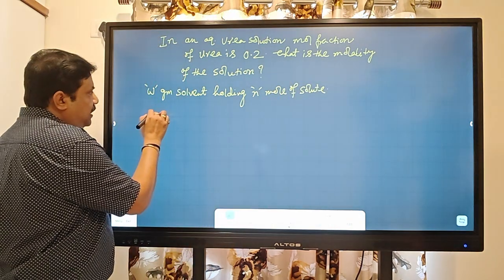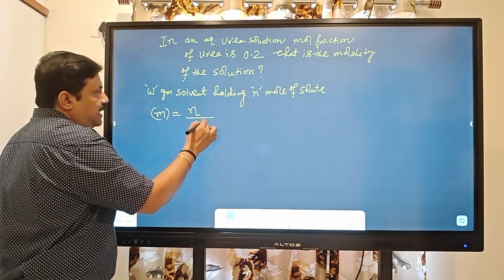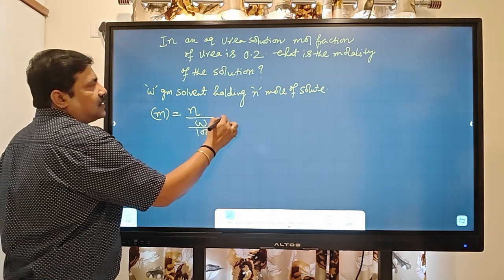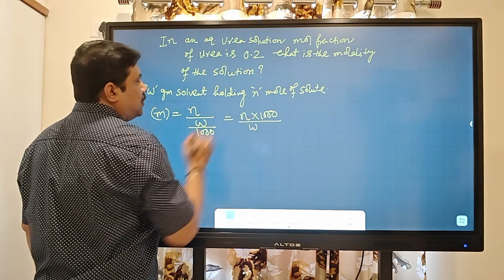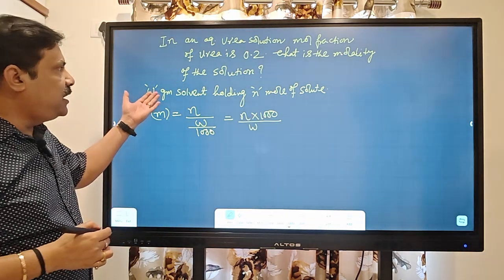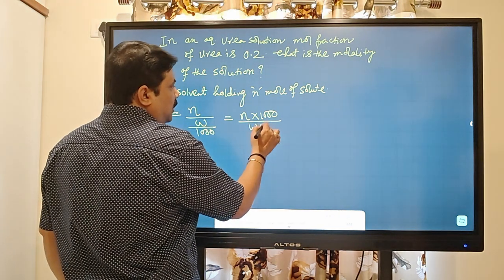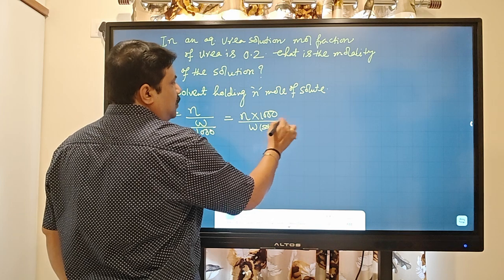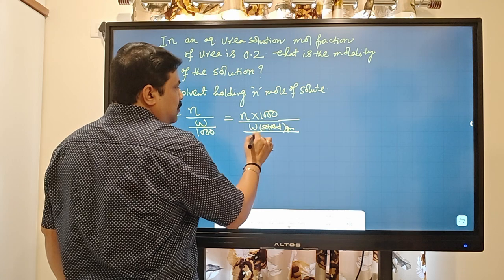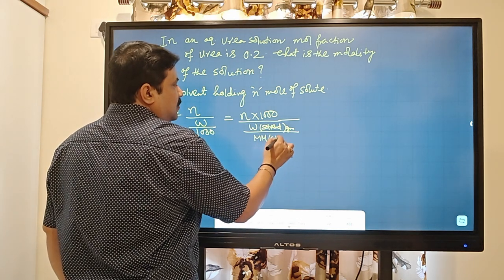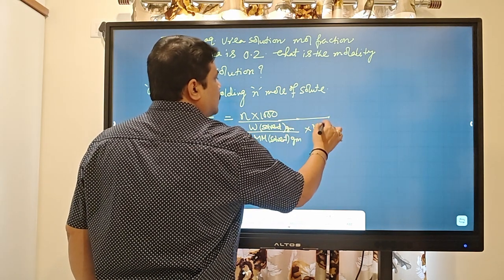Then my molality, small m, will be equal to the number of moles of solute, n, by the weight of solvent in kg. That's why this is 1000. Then you are getting the number of moles of solute into 1000 by the weight of solvent in gram. W gram is the weight of solvent in gram, and n is the number of moles of solute. Now this weight of solvent which is in gram, I divide by the molar mass of solvent, and here I multiply by the molar mass of solvent.